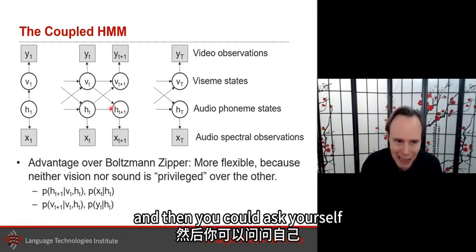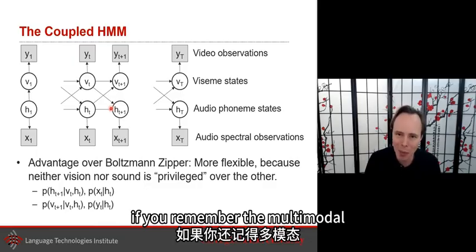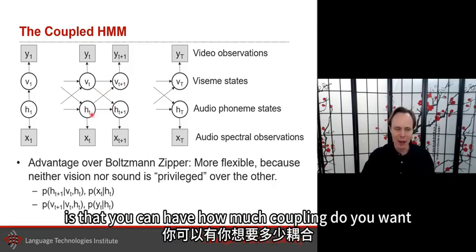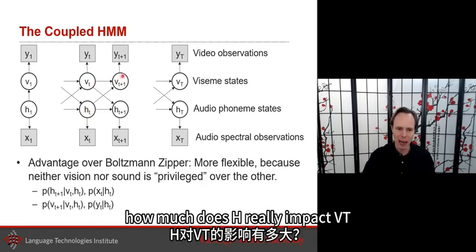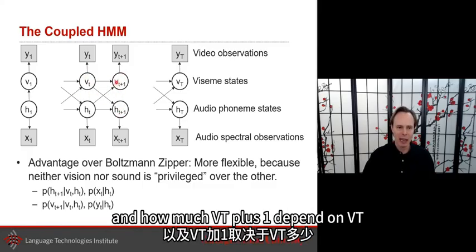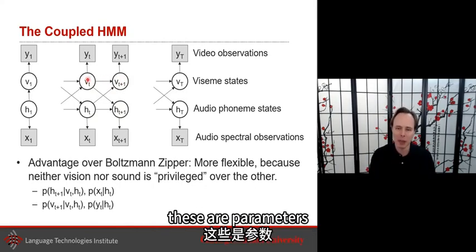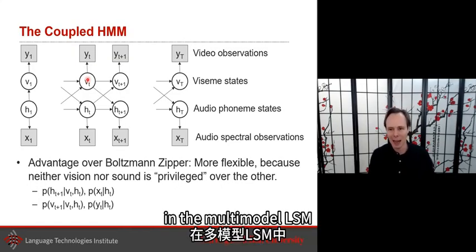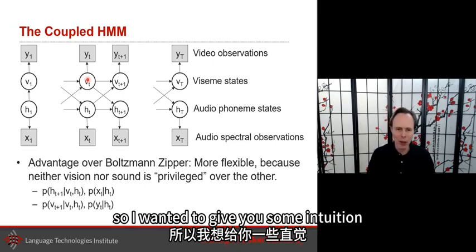And then you could ask yourself, if you remember, the multimodal LSTM was inspired by this, is that you can have how much coupling do you want? How much does H really impact VT? How much does V impact H? And how much does VT plus 1 depend on VT? These are parameters that I think were called alpha and beta in the multimodal LSTM. So I wanted to give you some intuition.